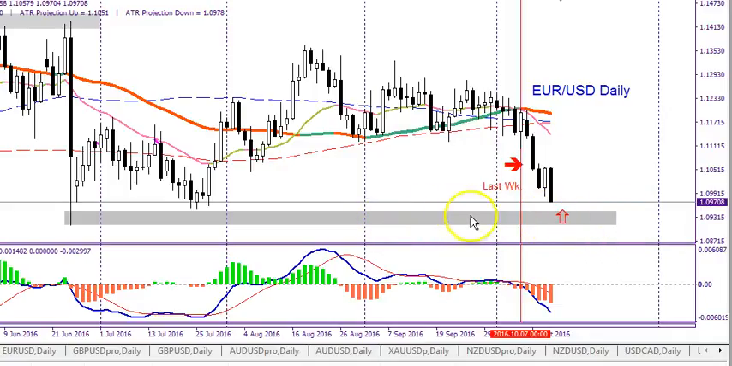I'm sorry, this is a support area right here in the gray rectangle. Take a look at your immediate left. You can see there's the swing low right there, and so price most likely is going to keep going lower, and then I expect a bounce.